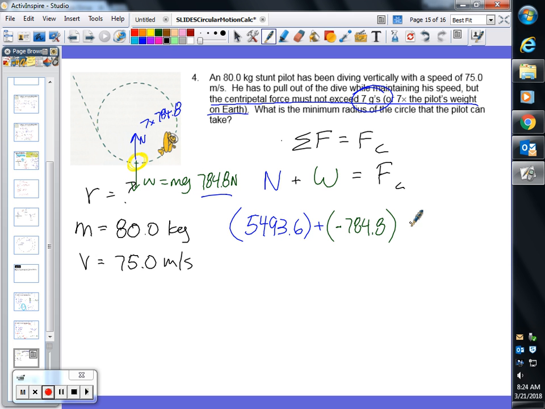What's always, always, always true about centripetal force? mv squared over r, right? So m is 80, v is 75, and what did this problem ask us for? R.